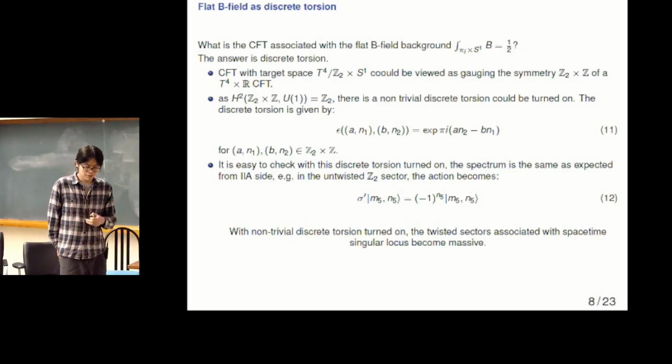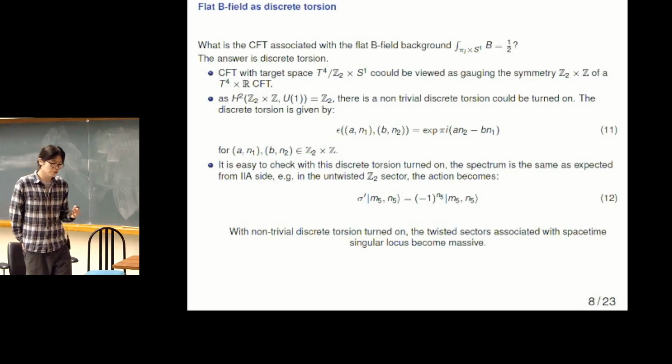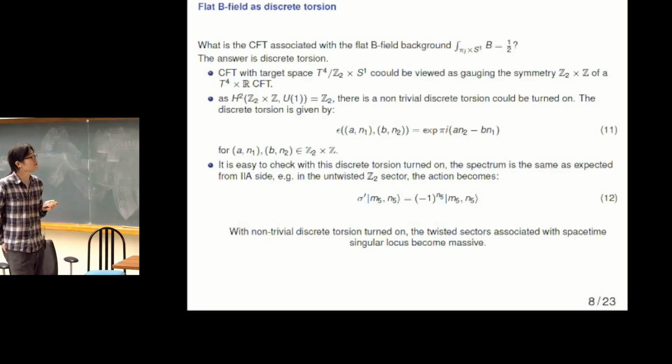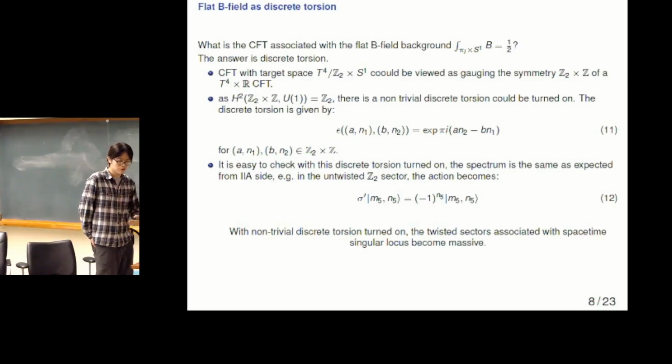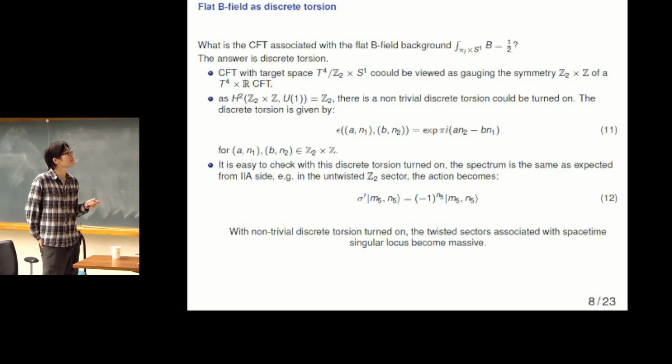Conformal field theory with target space T4 mod Z2 times the circle could also be viewed as gauging the symmetry Z2 times Z of the T4 times R CFT. And this time we see that we have a non-trivial discrete torsion. We have this choice of turning it on, and this discrete torsion is given by this formula. It is very easy to check with the help of this discrete torsion. We find that in type 2B, we just follow the IPhT construction. It's very easy, just include this discrete torsion.